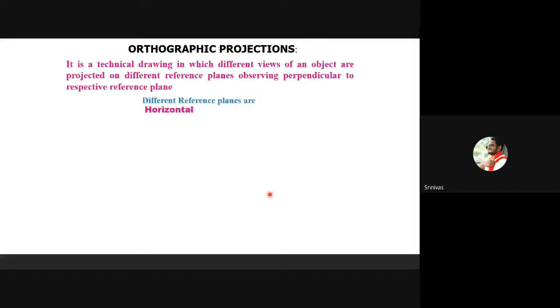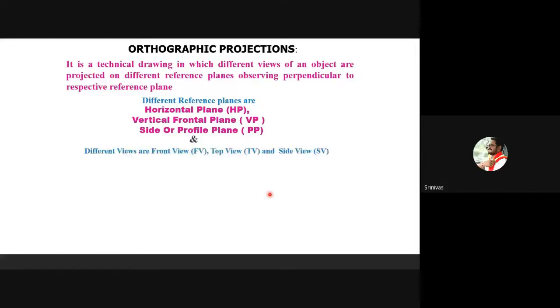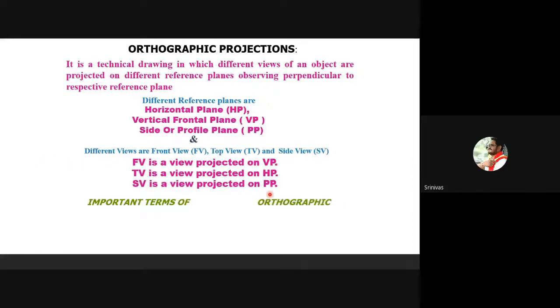Here the planes of projection will have the horizontal planes, vertical planes, and side or profile planes. These are the different reference planes, or planes of projection. In the horizontal plane, we will get the top view, in the vertical plane, we will get the front view, and in the side or profile plane, we will get the side view. On these different reference planes, we'll get the different views and see how they look.